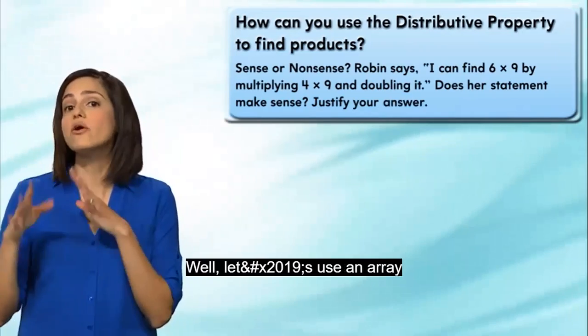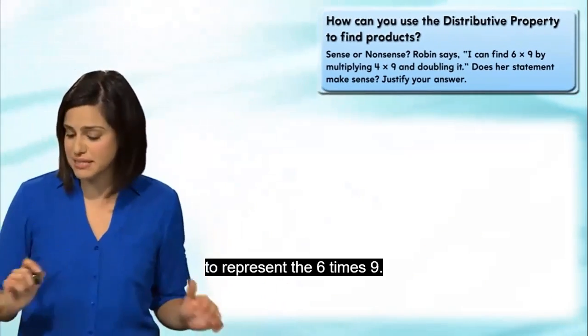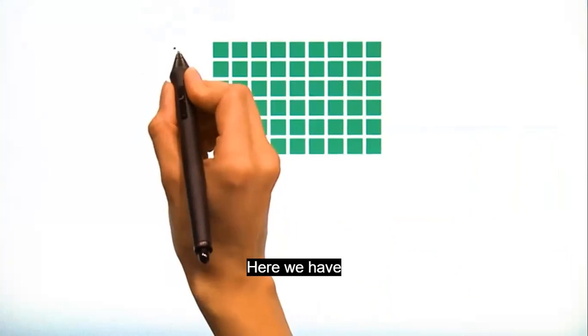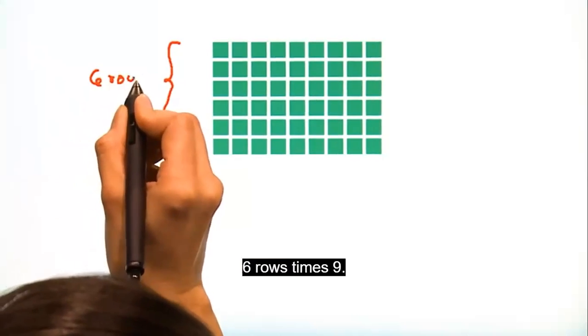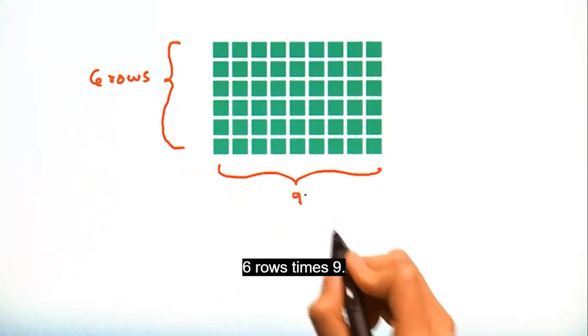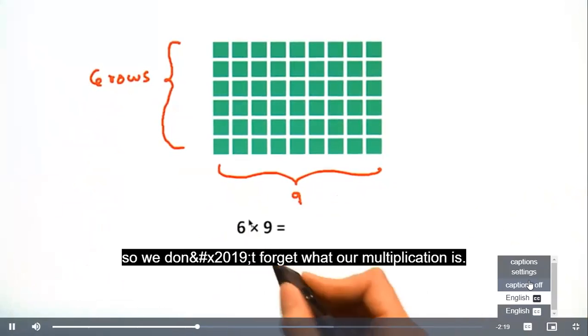Well, let's use an array to represent the 6 times 9. Here we have 6 rows times 9. Let me just bring this out so we don't forget what our multiplication is.